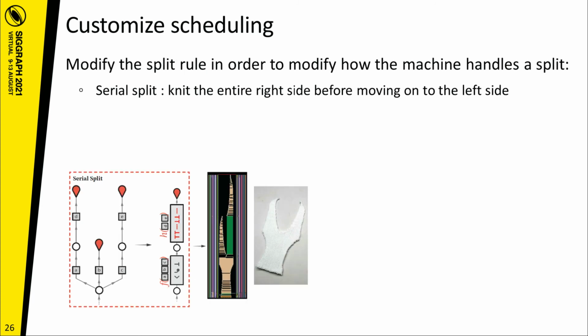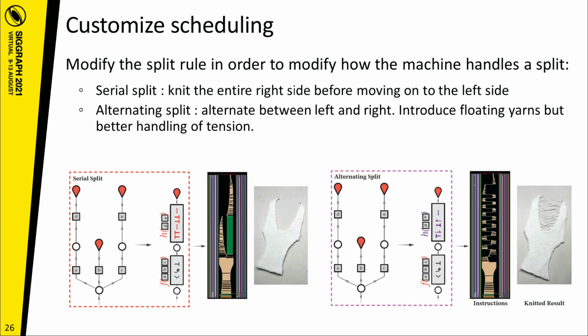Here, we demonstrate how we can customize the scheduling. For instance, when doing a split, we can knit one entire side before moving on to knit the other one. The scheduling strategy would be problematic for big structures, as the user would have to deal with tension issues on the machine. Another way to schedule the split would be to alternate between knitting the right side and the left side. This comes at a cost of introducing floating yarn that would be cut later on.